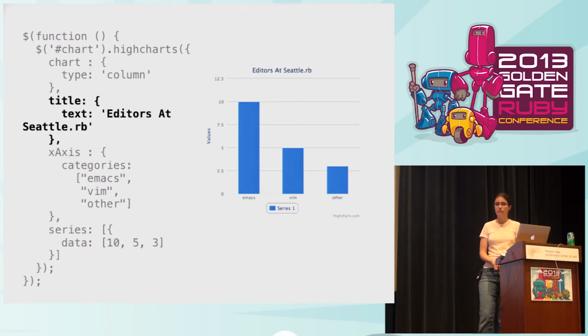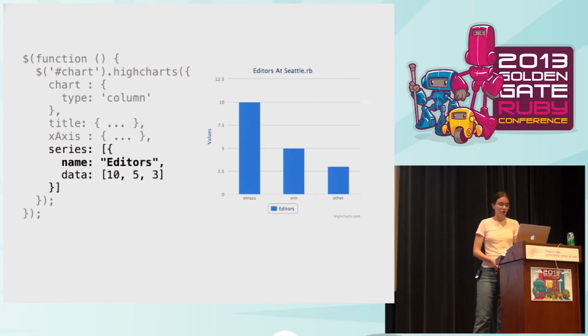Graphs should have titles. You can add a title exactly the way you'd imagine you would. Title attribute, give it some text. You have a legend at the bottom, and if you want to have that legend be something other than series 1, you can give your series a name. In this case, we'll call it editors. It's just another attribute of the series.